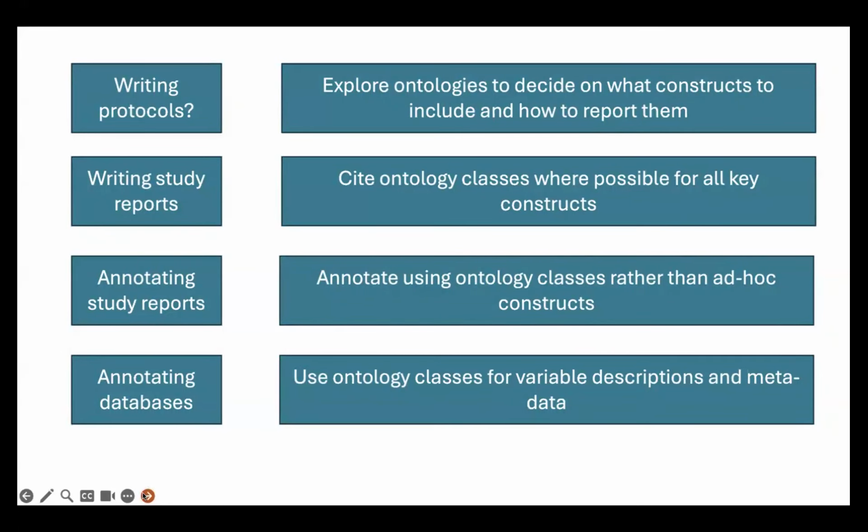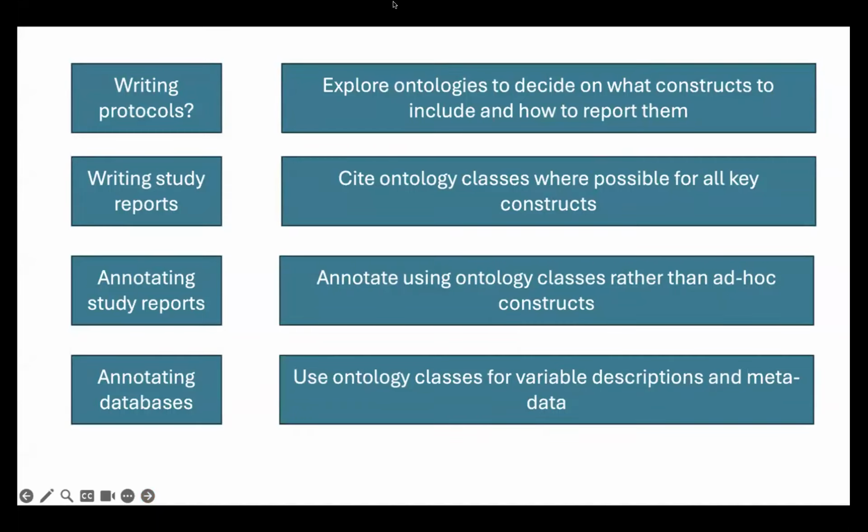The next one is writing up study reports, and this is where you can write the report in the way that you would normally do so, and then sort of self-annotate it. So that you get all your key constructs and you identify ontology classes and expressions within the paper that you can then put, for example, into a supplementary file.